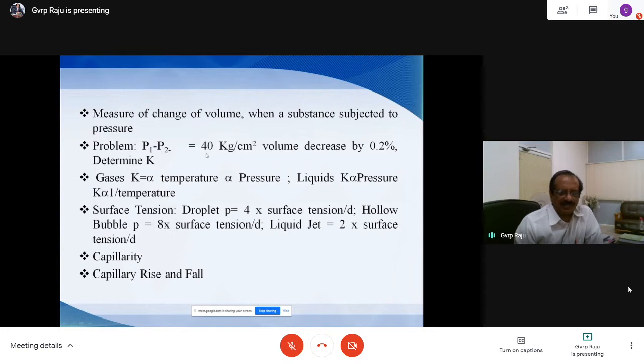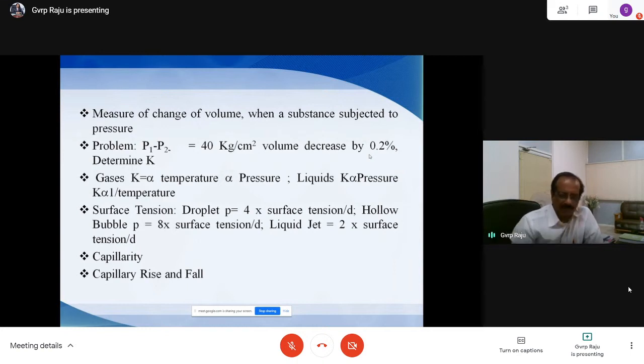The increase in pressure is 40 kg per centimeter square. This is the change of pressure, and the volume decreases by 0.2%. So the equation for bulk modulus, which we discussed yesterday, is minus dP by dV by V. Why is the sign negative? Because there is a reduction in volume with increase in pressure. So to give a positive value to K, a negative sign is introduced in the equation itself.